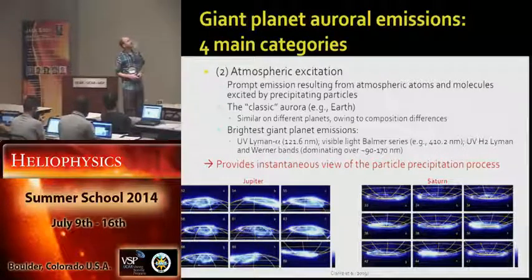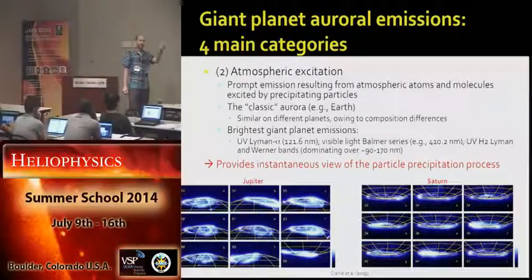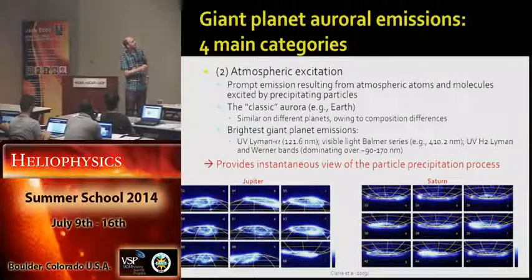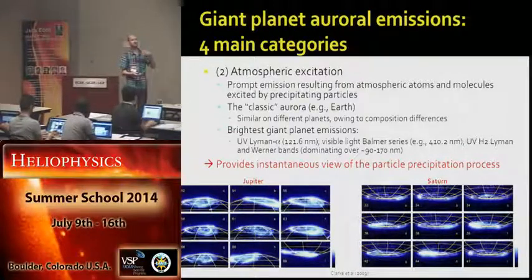So the classic aurora, that is the actual generation of emission from excitation and then emission of a photon generated by precipitating particles, is just that. It's direct atmospheric excitation. So it's usually a prompt emission, and this is what we more normally think of when we say aurora. And it's similar on different planets, again, owing to the compositional differences, you'll get different wavelengths that are present. The brightest giant planet emissions are in the UV, Lyman alpha, and H2 Lyman and Werner bands, and then they're also visible light Balmer series.